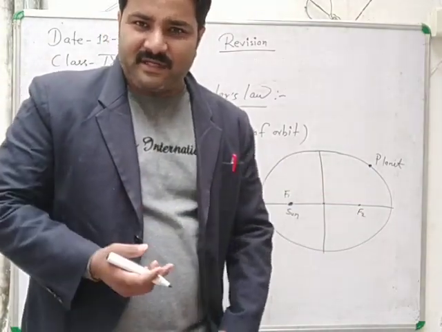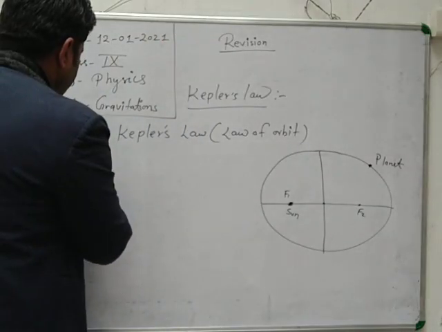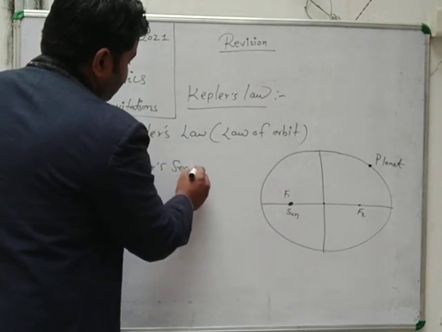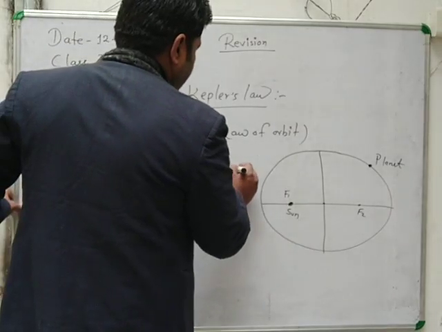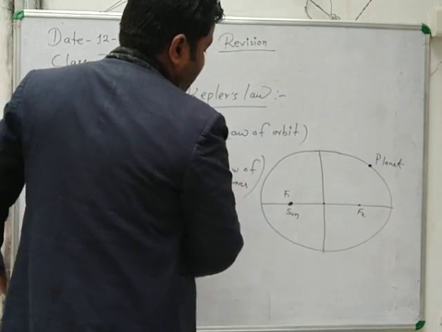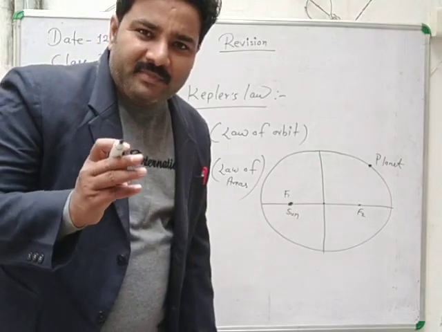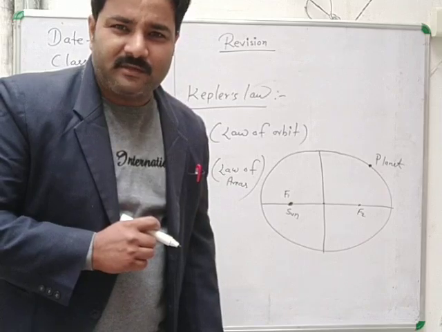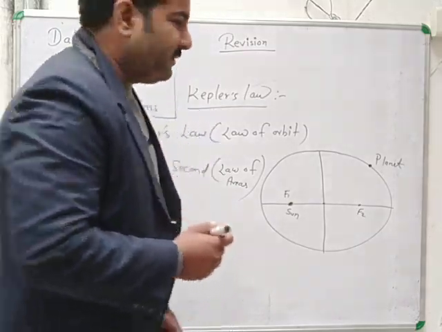Then after Kepler's first law, the second one is what? Kepler's second law. Kepler's second law has another name, that is law of area. Very simple. The line joining the planet to the sun sweeps, or you say covers, equal areas in equal intervals of time.